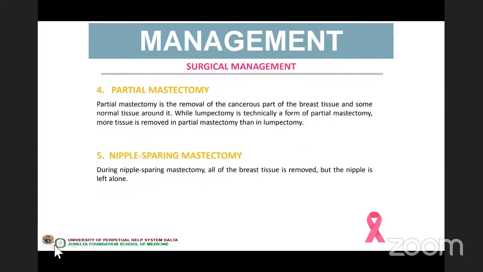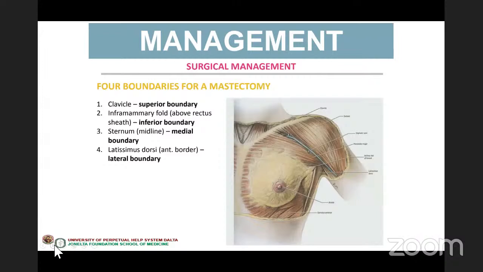You also have your partial mastectomy and your nipple sparing. So partial, you just remove the cancerous part and some normal tissue. Nipple sparing, breast tissue is removed, but the nipple is left alone. So these are the boundaries of your mastectomy: clavicle superiorly, inframammary fold inferiorly, sternum medially, and your lateral boundary would be your latissimus dorsi.